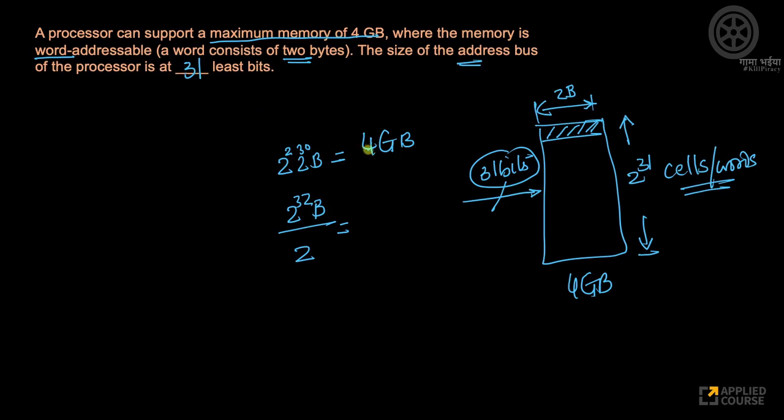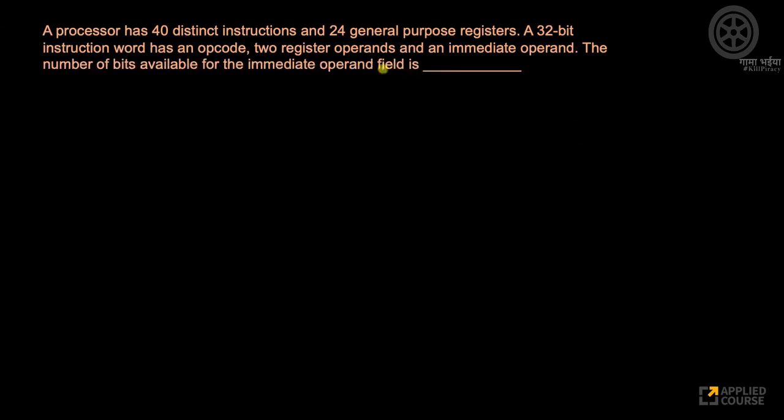Very simple question. You just have to understand the total capacity of the memory, the size of each word, how many cells there are, and to address these many cells, how many bits we need. Very simple, straightforward question here. Okay. Now let's look at the next question.